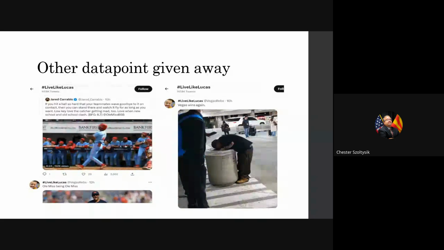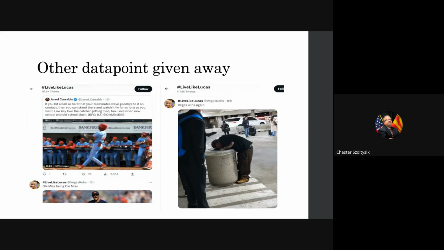So if I start scrolling, I'm seeing more search tags, hashtag live like Lucas, and I'm seeing a lot of references to baseball. I'm seeing references to Ole Miss. I'm seeing references to the Vegas Rebels, Vegas Rebs, right? So he went to UNLV. Well, what's the name of the college baseball team at UNLV? The Vegas Rebs, the Vegas Rebels. So maybe he played for them. Maybe he played college baseball.